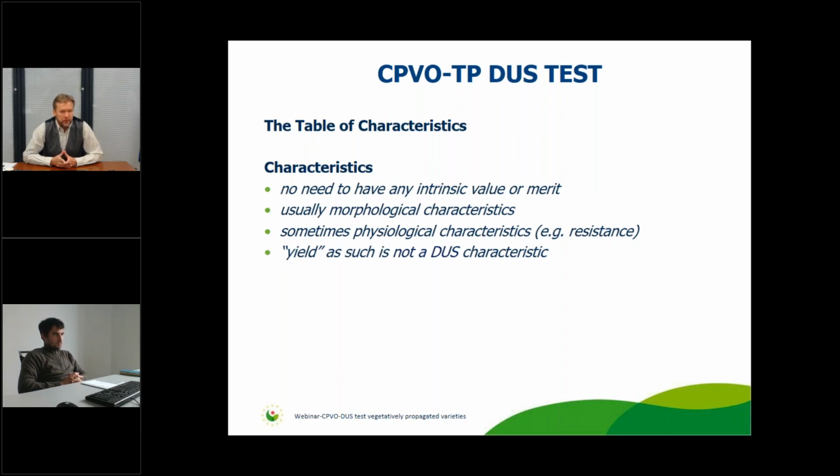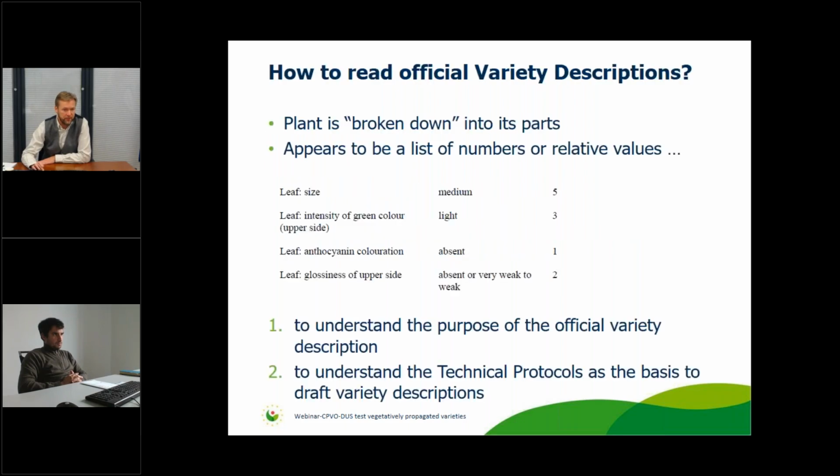Set usually morphological and sometimes physiological characteristics. This is simply because they are easy to assess and we can distinguish varieties. Yield, as such, is not a characteristic. However, it can be concluded sometimes, like for apples, for instance, in the number of fruit and size or weight of the fruit. So it has an indication, but yield as such is not a characteristic. It also highly depends on the method of cultivation.